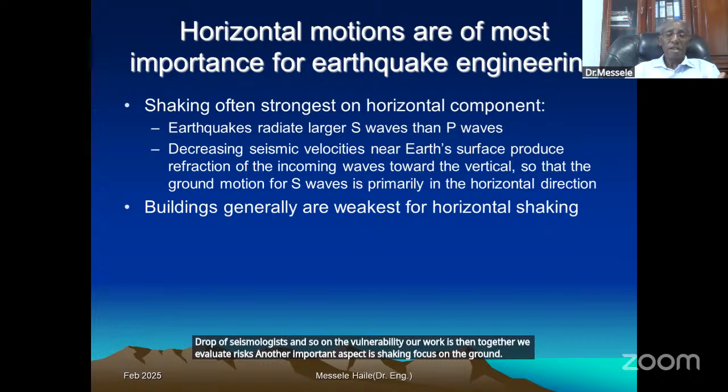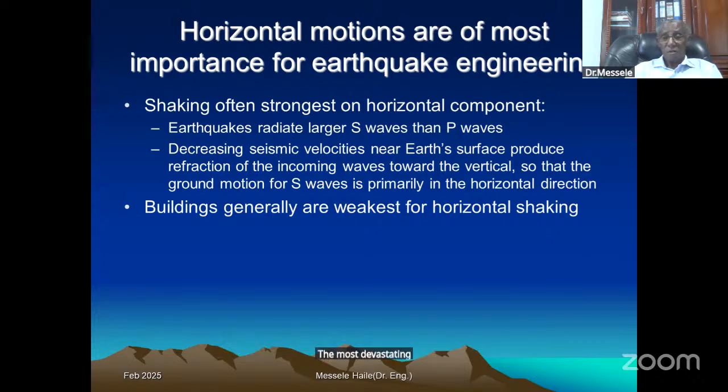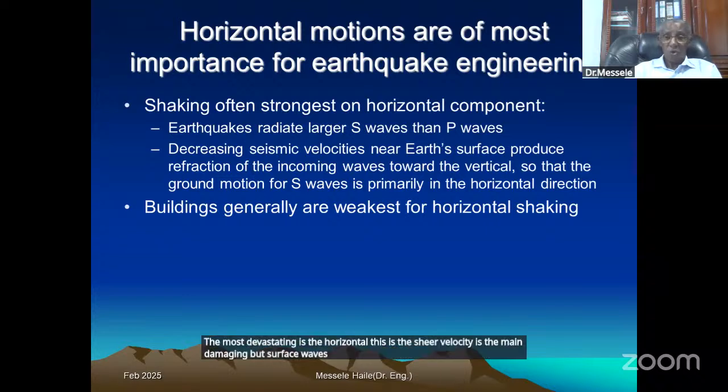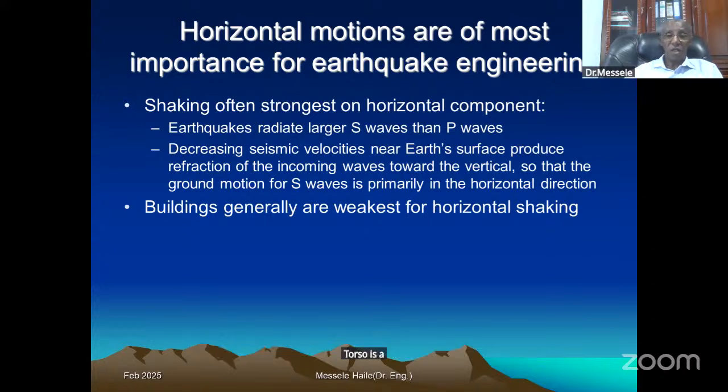The most devastating is the horizontal. The shear wave is the main damaging one, but surface waves also, Love waves, which also act like a shear wave but in the horizontal direction, at 90 degrees azimuth from the surface wave. Also the Rayleigh wave, which goes in an elliptical way in the ground.